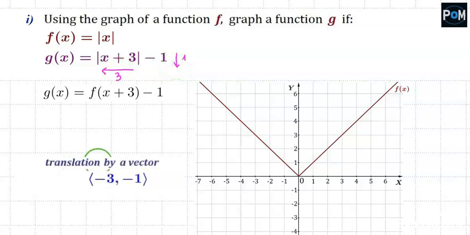Otherwise, it's a shift by the vector negative 3 and negative 1. So we take the vertex of this function, shift it 3 units to the left, and 1 unit down. Here we have this pointed peak of the function absolute value, and then we need to draw it here along the grid. This creates a graph of the function, and this is function g.